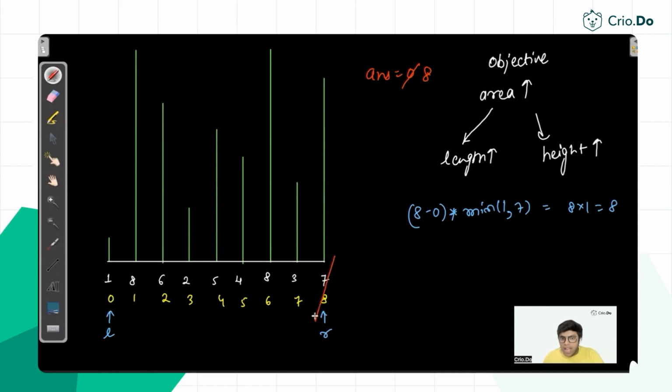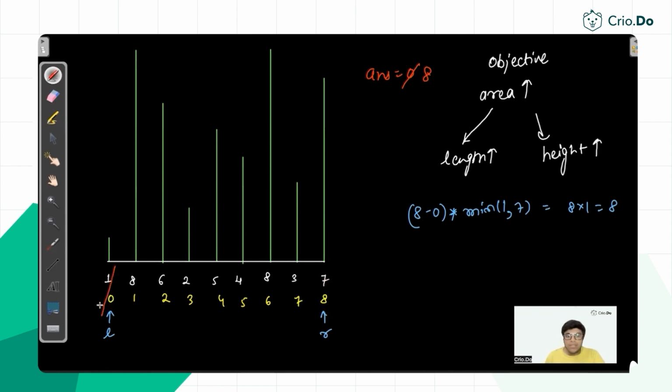If I discard the higher height and keep the smaller height as it is, the area will remain the same. Why? Because the constraint is on the smaller height only. Even if I take the pair 1 comma 3, the distance will decrease, and the height will remain the same, so overall the area will decrease. Why? Minimum of 1 comma 3 will be 1 again. Minimum of 1 comma 7 was also 1. So no need to discard the higher height.